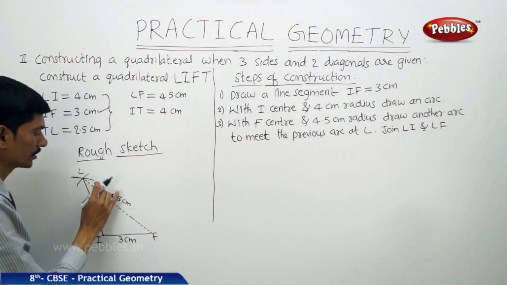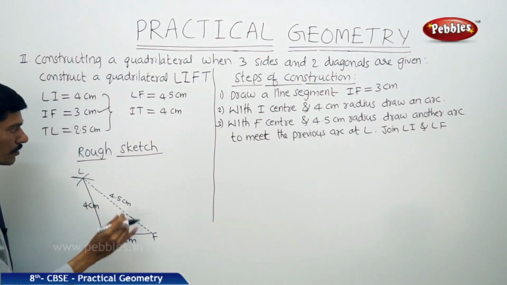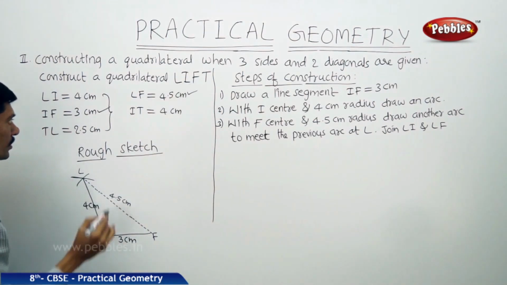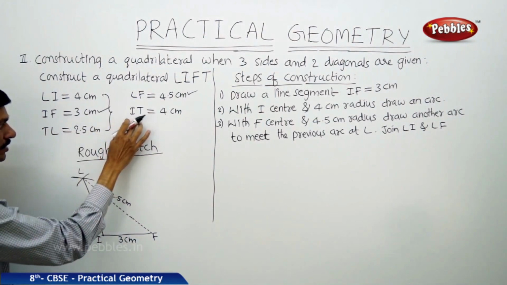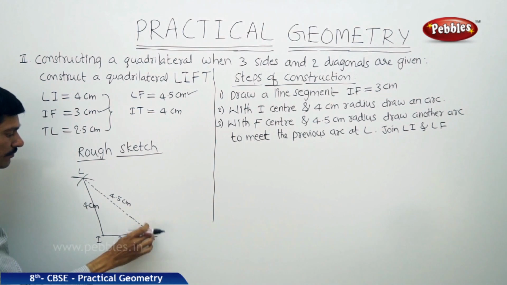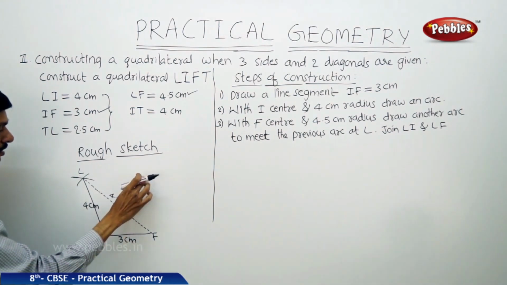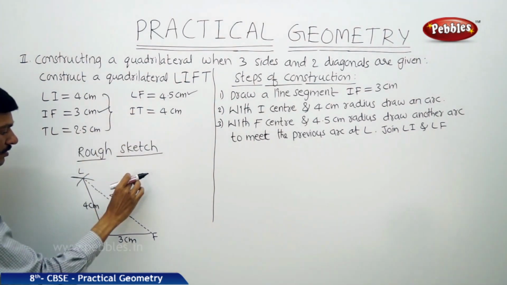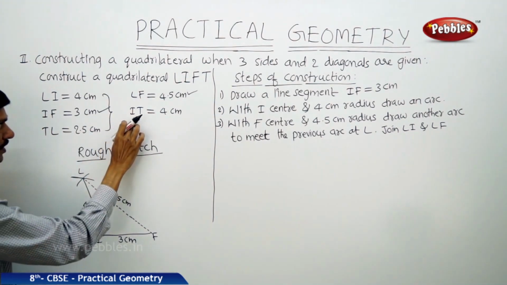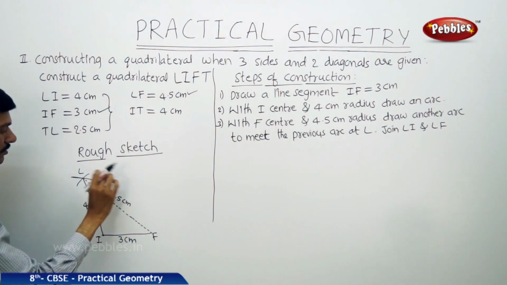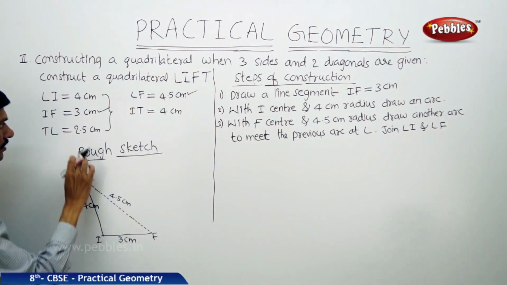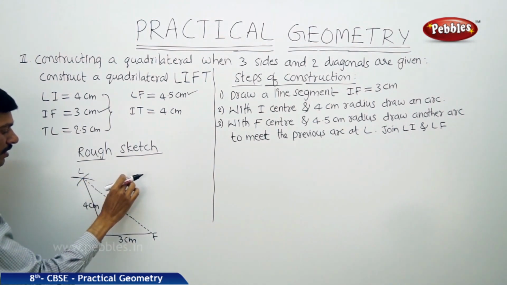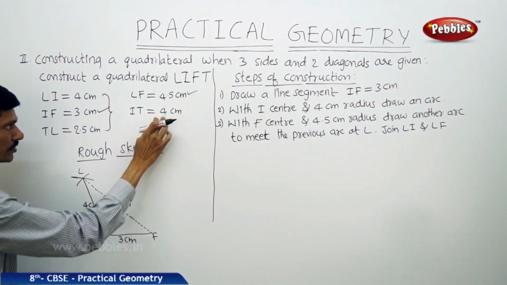Next, here the triangle is constructed till now. Now let us see the other measurements of this quadrilateral. So TL is given and IT is given. So with LIF, T will be somewhere here. TL is 2.5 centimeters, so T to L is 2.5 centimeters. Then I to T is 4 centimeters.